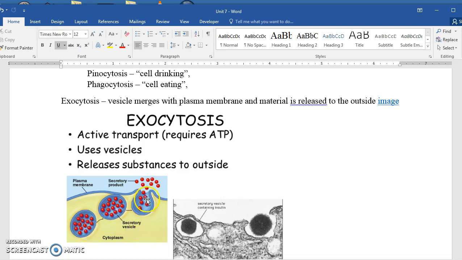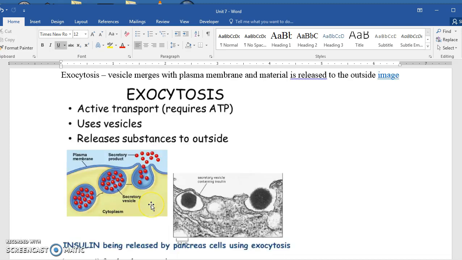It moves to the edge of the cell, and the membrane around the vesicle becomes one with the plasma membrane, and the contents of the vesicle are released to the outside of the cell. They're secreted. Here, supposedly, in this electron micrograph, they're showing insulin being released by pancreatic cells, or the cells of the pancreas, during exocytosis. So it's moving to the edge, joins, and then the contents are released.